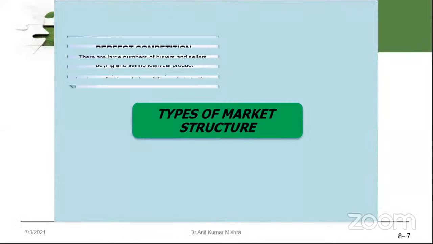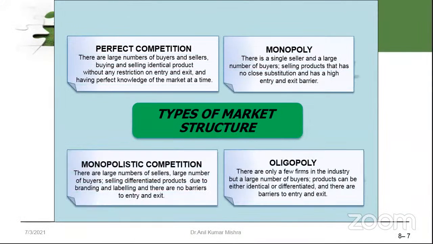Okay, that's right. So we know that four types of market conditions are there, like perfect competition, where there exists a large number of buyers and sellers, buying and selling an identical, that is homogeneous, product, without any restrictions on entry and exit. That means free entry and exit, and perfect knowledge about the market and the time. That means both the buyers and the sellers know how much of the product will be available, where it will be available, and at what price. That is the concept of perfect competition.